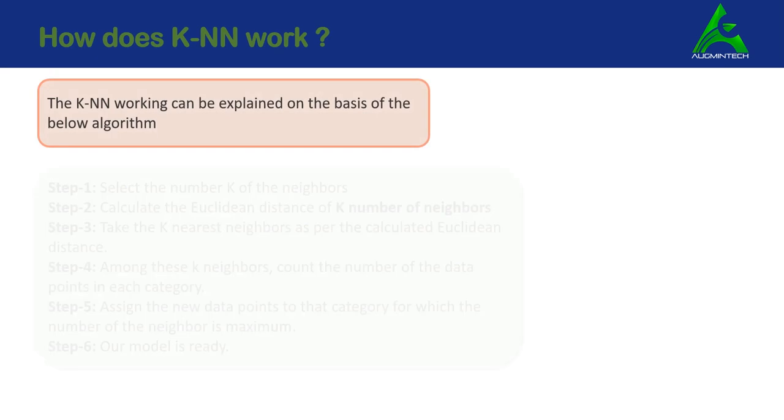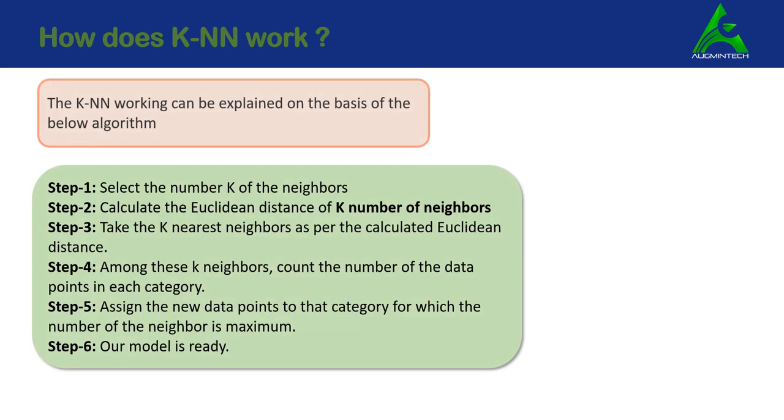Now, how does this actually happen? How does KNN work? The KNN working can be explained on the basis of the below algorithm. We select the number k of the neighbors and then calculate the Euclidean distance of the k number of neighbors.